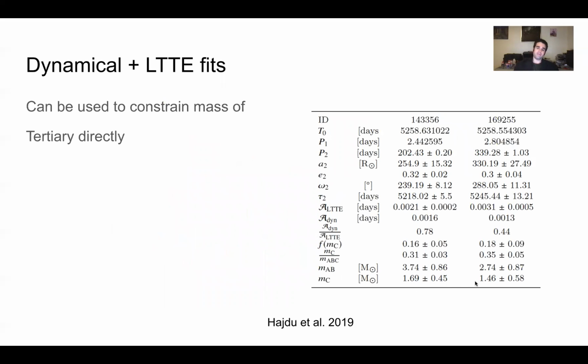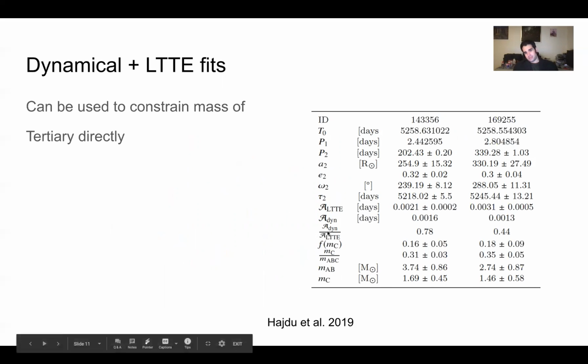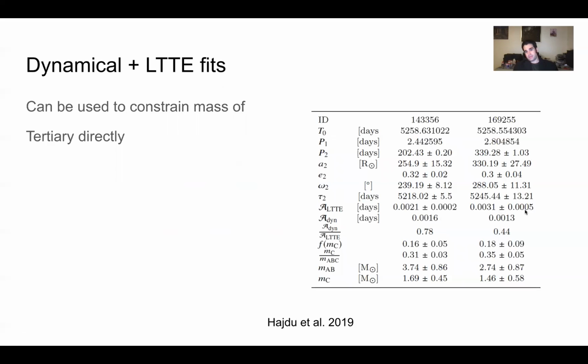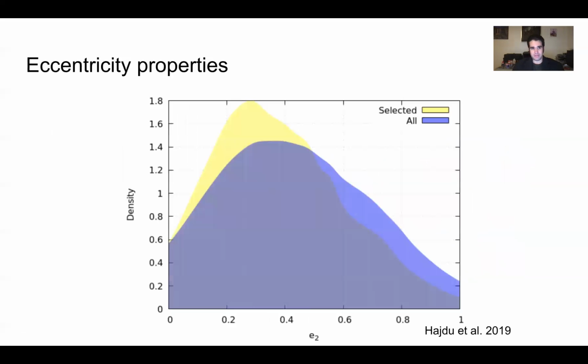But one thing to note here is that you have the ratio of the amplitude of the dynamical effect and the light travel time effect, which are both less than 1. And so it shows you that even in this kind of optimistic case, where the period is 2 days for the tight binary, 2.5 days, 2.8 days, the dynamical effect is always going to be weaker than the light travel time effect.